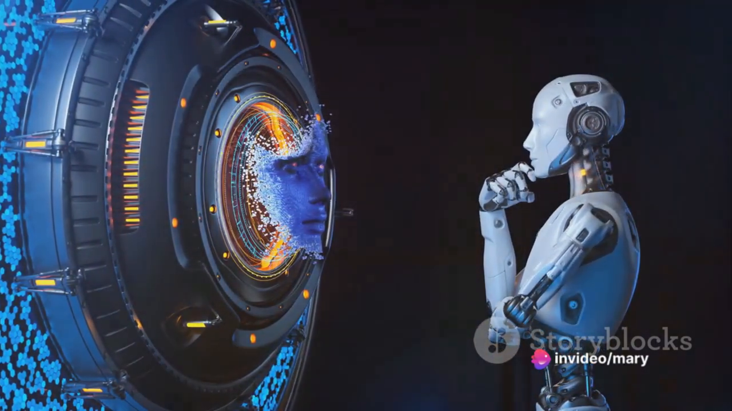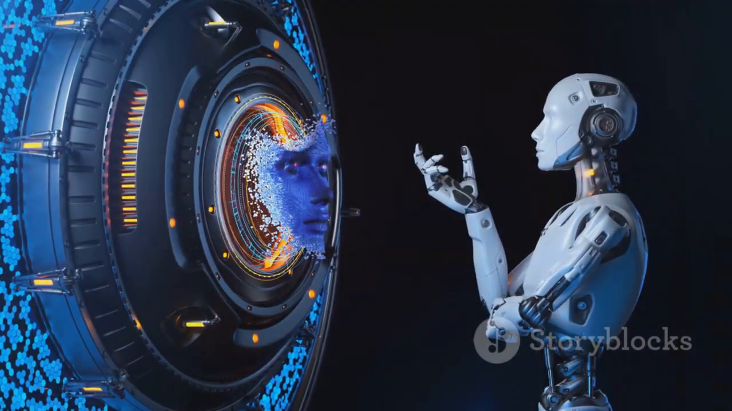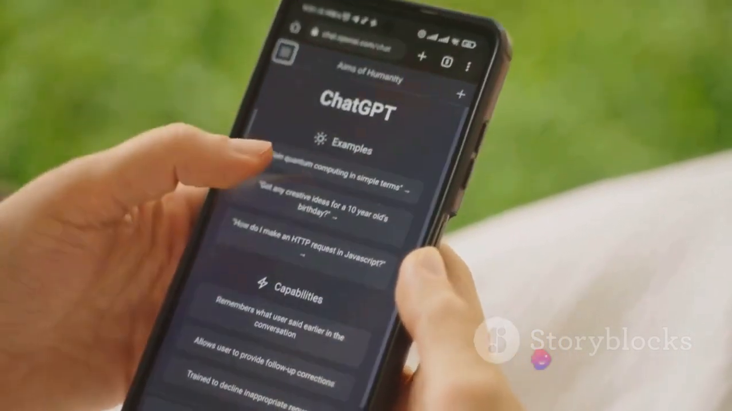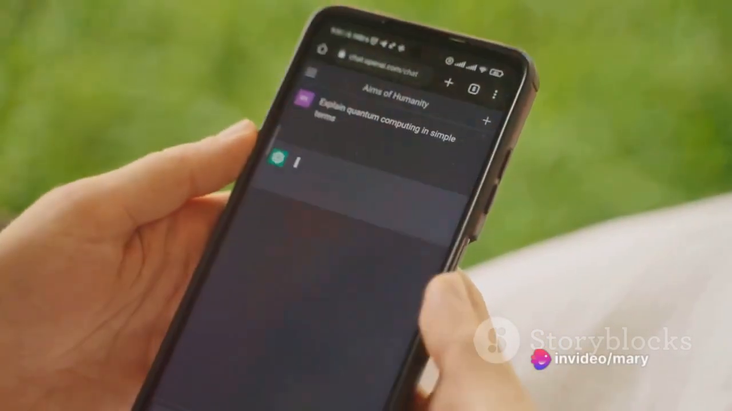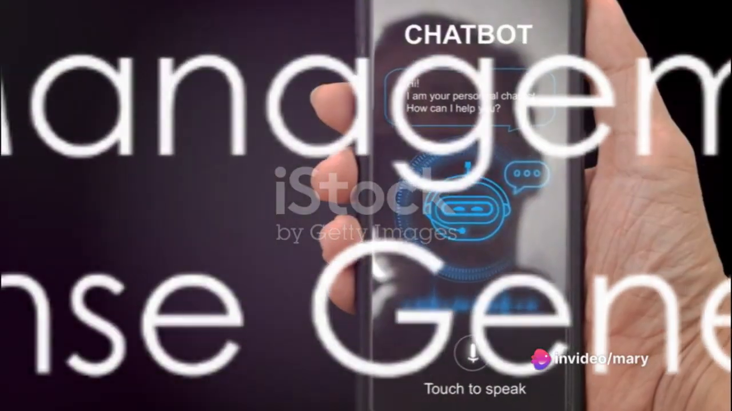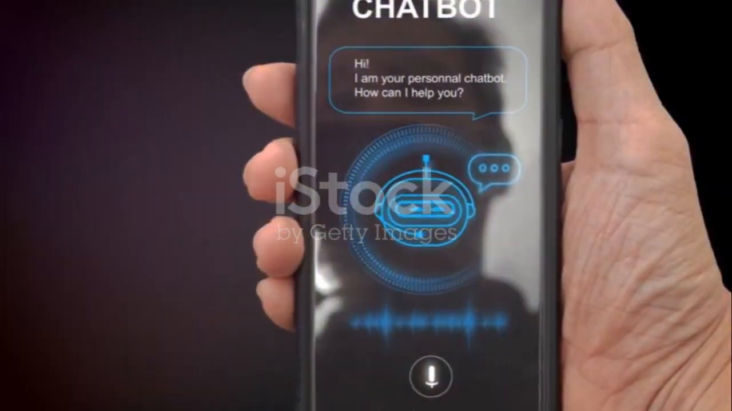In addition to the intent, the chatbot also identifies entities, specific pieces of information that are relevant to the user's intent. These could be dates, locations, product names, or any other details that the chatbot needs to fulfill the user's request. With the intent and entities identified, the chatbot determines the best way to respond.